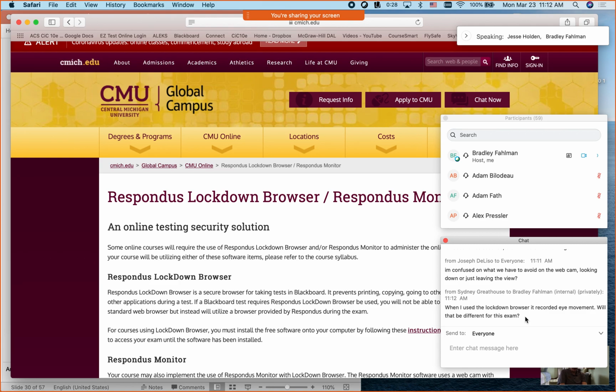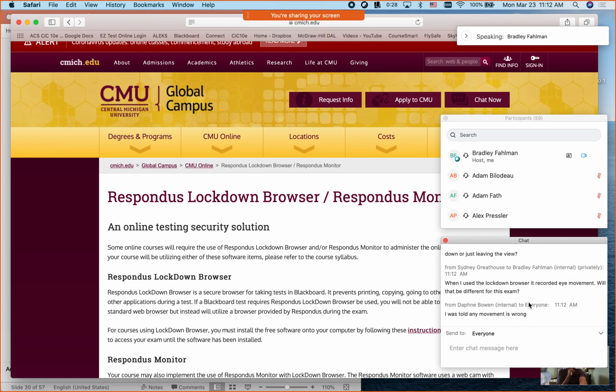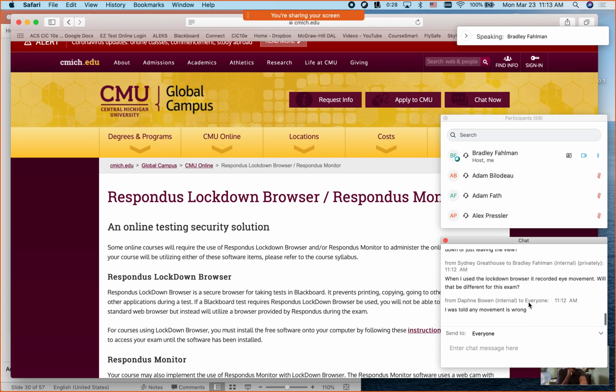A recorded eye movement. Yeah, this one, I don't believe it is tracking eye movement. So I don't think it is going to be that picky. I hope not, actually, because this is an exam you're going to be writing. You're going to be looking down to write. So yeah, it should work just fine. Any movement is wrong. Yeah, I hope not.